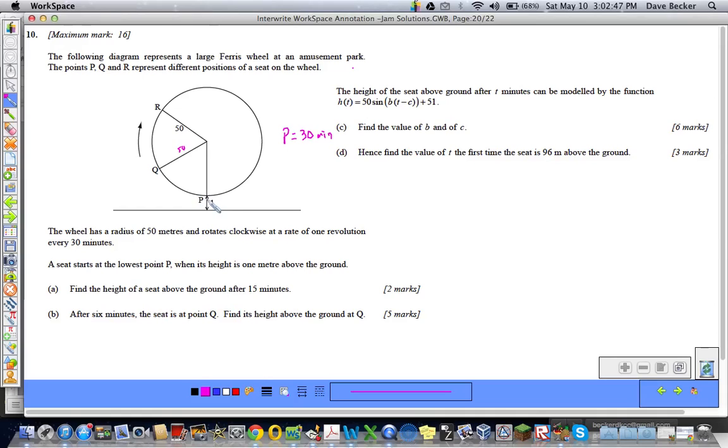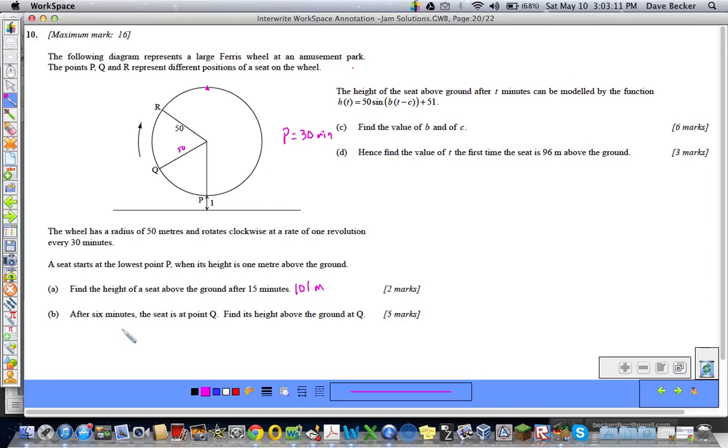Well, it's rotating at a constant rate, and so after 15 minutes, it's going to be halfway around. The radius is 50, so that's a total height of 100 from the bottom of the Ferris wheel, plus 1 more. That is 101 meters. That is a gift. Okay, so now let's try B.